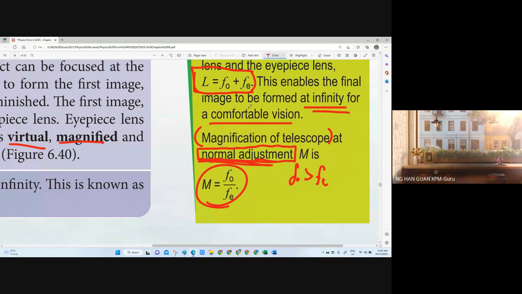So when we want to buy or build a telescope, we want to know how much it can amplify the final image. So we look at the ratio of FO to FE. This is how we choose the lenses: how much FO and FE, comparing the ratio between the objective lens and the eyepiece lens. If the ratio is really small, then the magnification will be small. If the ratio FO over FE is big, then you can have bigger magnification.